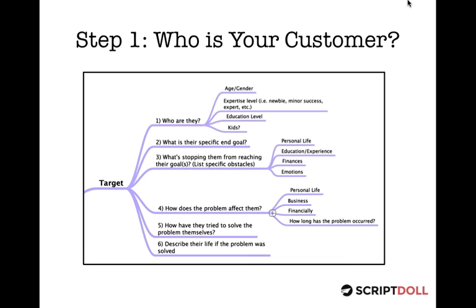Cool. So, and then number 5. The next thing is how have they tried to solve the problem themselves? What action have they tried to take? So that person trying to go to the gym who has kids and doesn't have time, have they already tried to look for daycare? And what's the problem with them trying to find daycare? Is it too expensive? Is there just not enough providers in their local area?